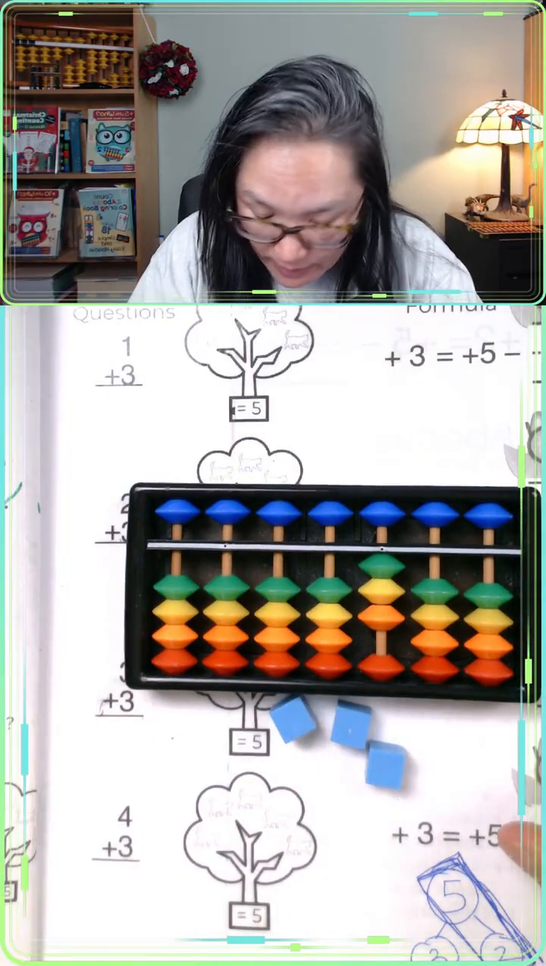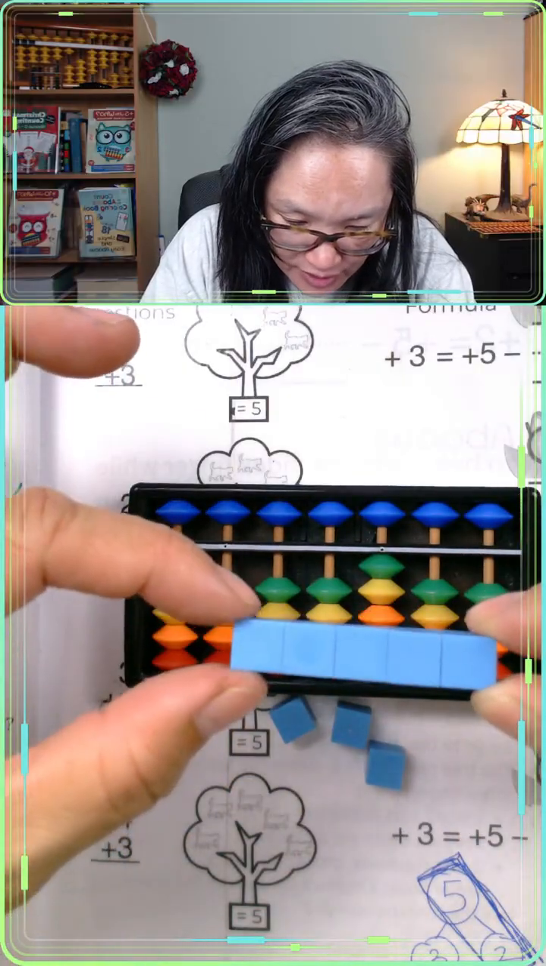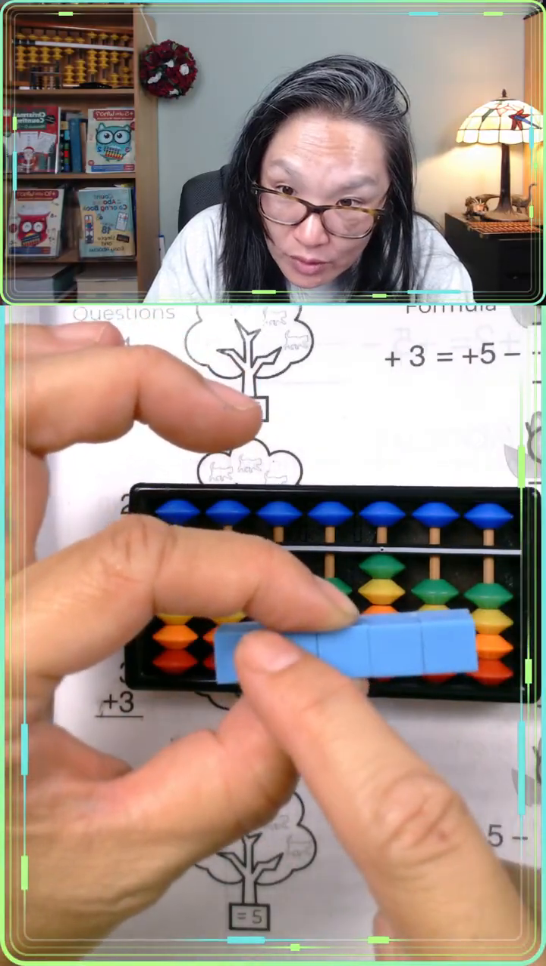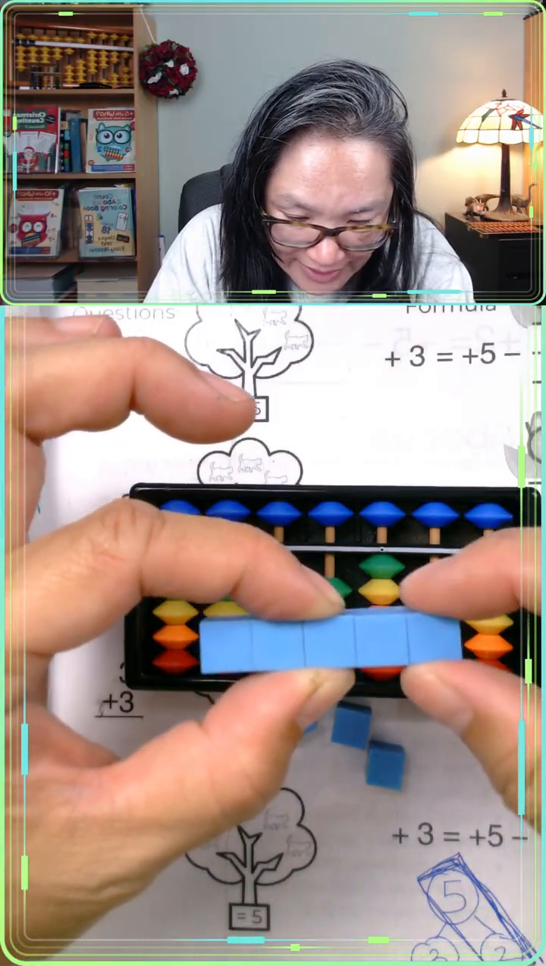I only have 1 bead. But guess what? I have this package of 5. Inside this package is 3. 1, 2, 3. Those are the 3 that I'm going to use. But because the package is solid, I can't do anything. I cannot take it away.